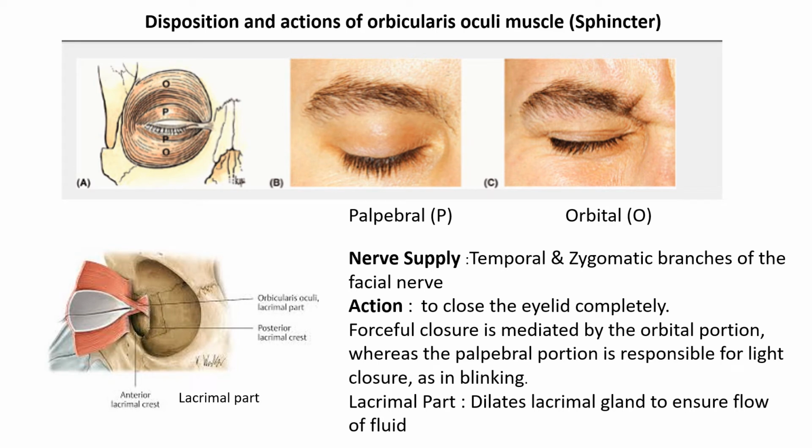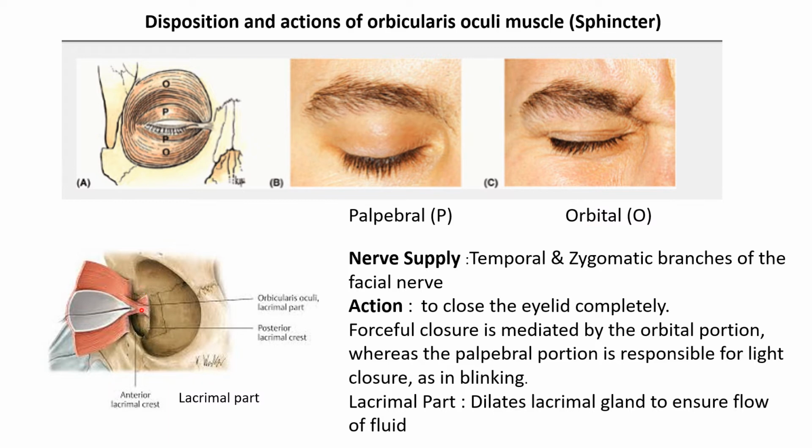So this particular figure out here shows us, first, this is the disposition of the orbital part of the muscle. This is the distribution of the palpebral part of the muscle, right? And this is the action. The palpebral part brings about the light closing of the eye. The tight closing of the eye is a function of the orbital part.